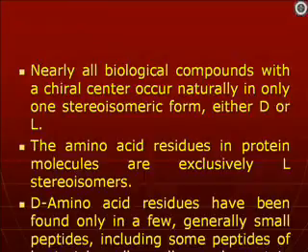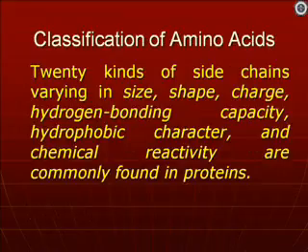Nearly all biological compounds with a chiral center occur naturally in only one stereoisomer form, that is either D or L. The amino acid residues in protein molecules are exclusively L. D-amino residues have been found only in a few generally small peptides, including some peptides of bacterial cell wall and certain antibiotics. The classification of amino acids is based on the side chain, that is the R group.